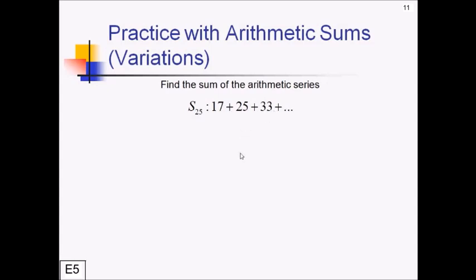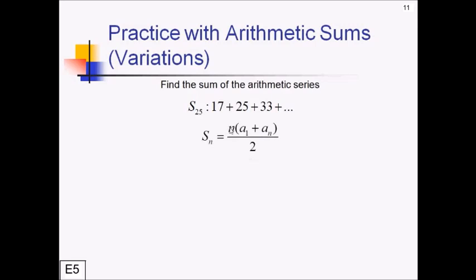Pause the video and see how far you can get on this one. All right, so I always start by writing the sum formula. Again, n times (a1 plus an) over 2, because this basically gives me my shopping list of everything I need to find before I can get the answer. So what do I have?